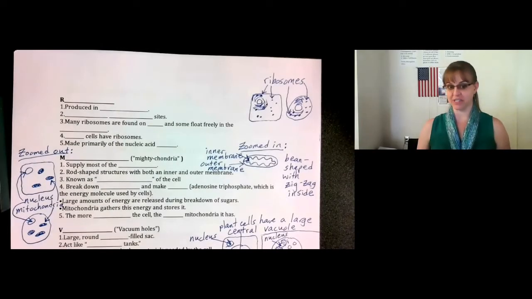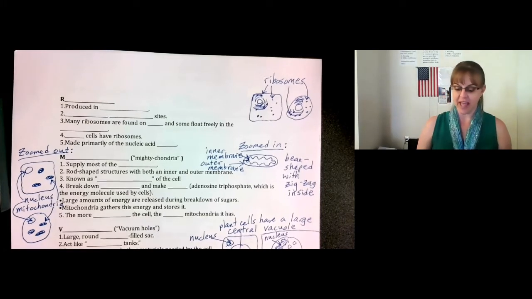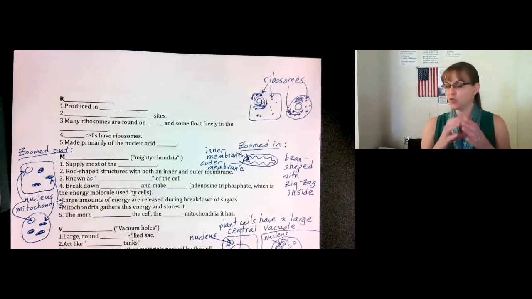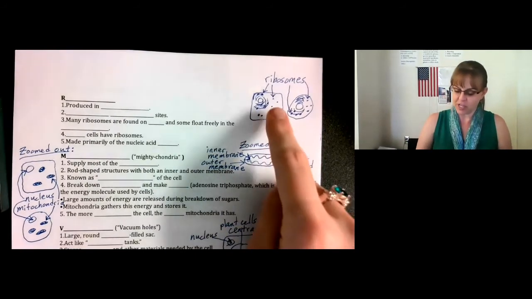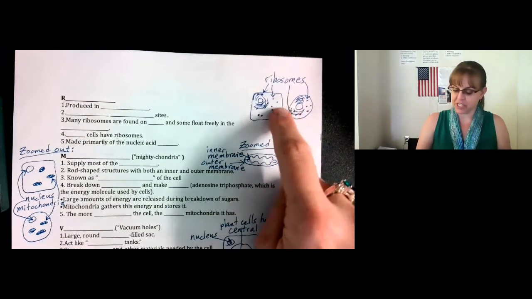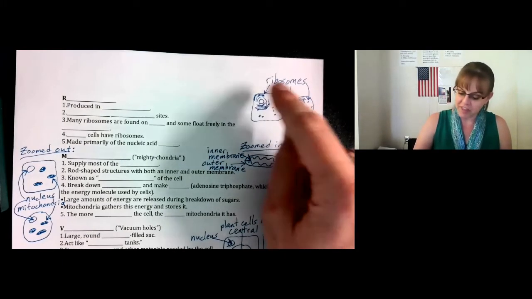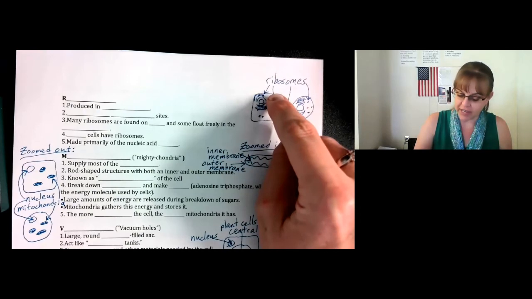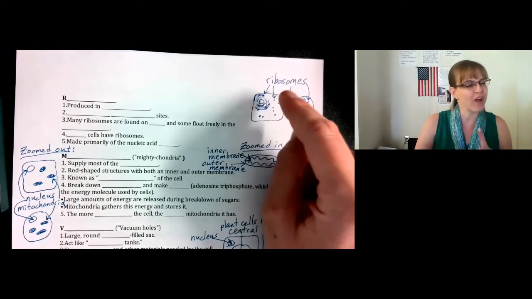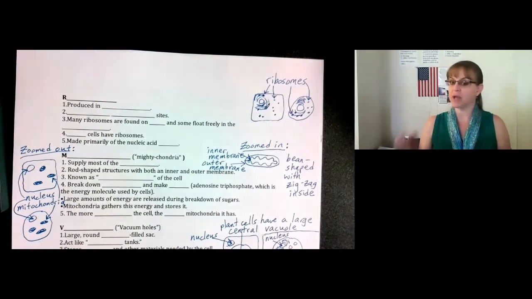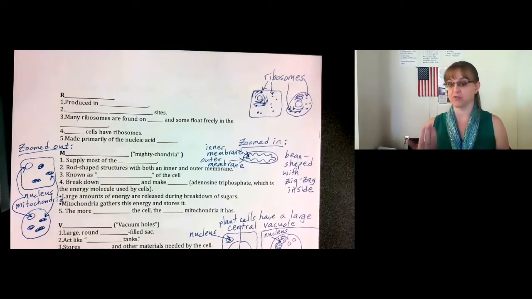Now those ribosomes. Ribosomes are things that make proteins, and they are produced in that nucleolus inside the nucleus. So the ribosomes can be dots floating in the cytoplasm, or they can be dots drawn on the ER, on the rough ER. Either way, when you see little tiny dots, those are the ribosomes.